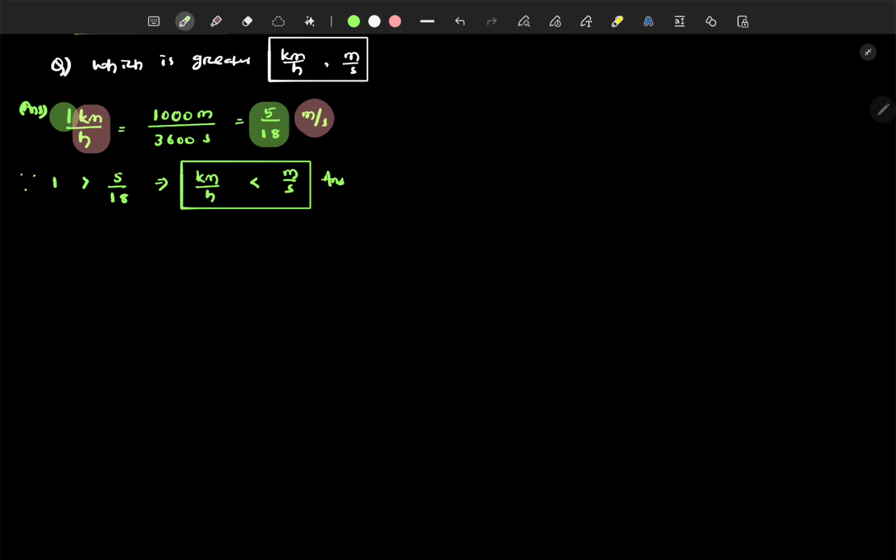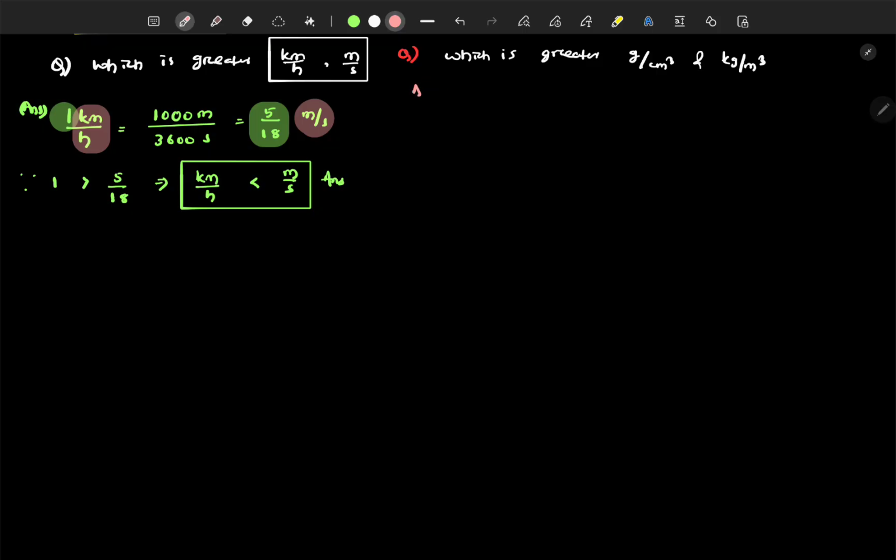I hope it is clear. Let's solve another question. The question is, which is greater? The options are gram per centimeter cube and kg per meter cube. In between these two, we have to find which one is greater.